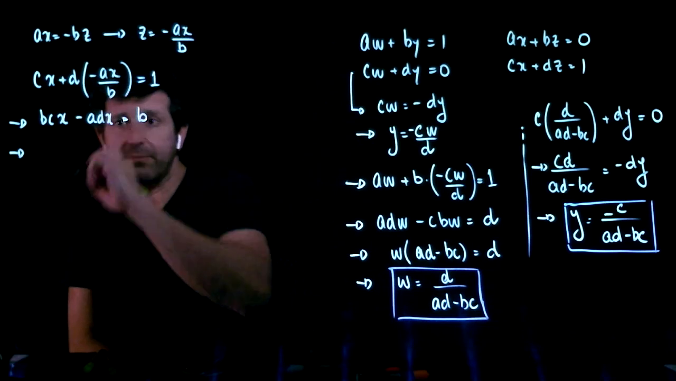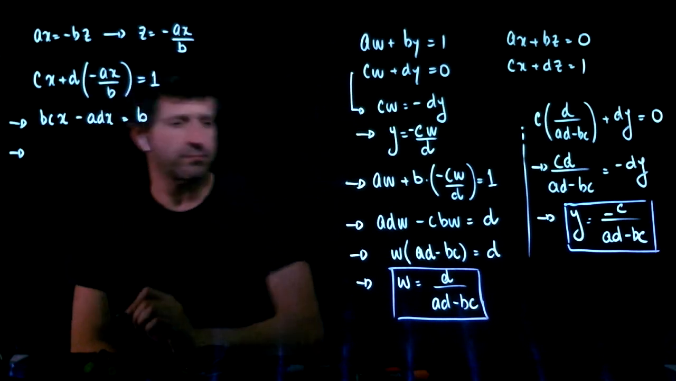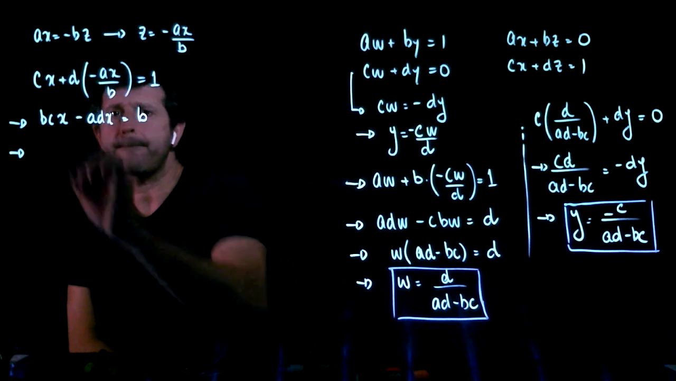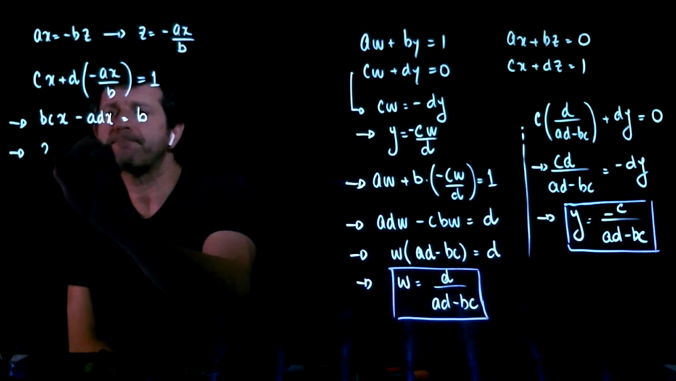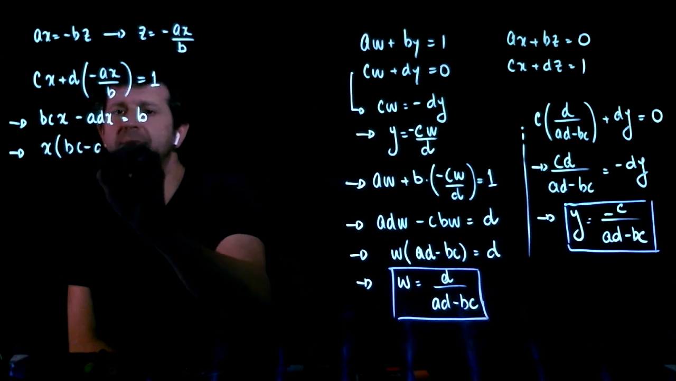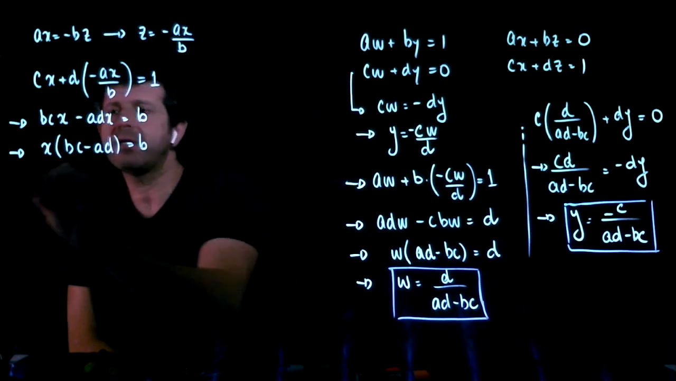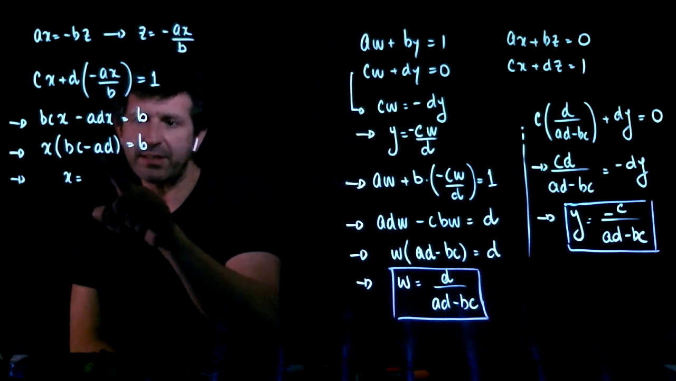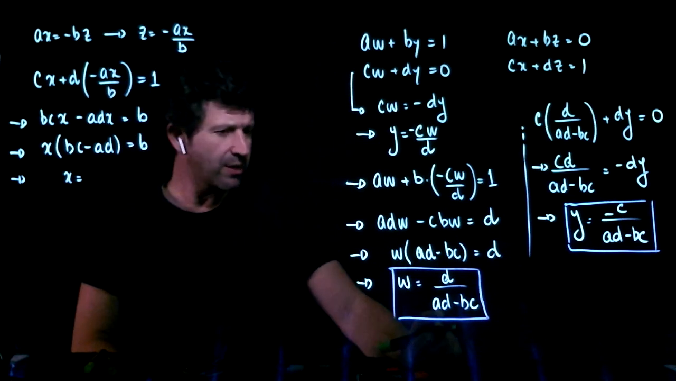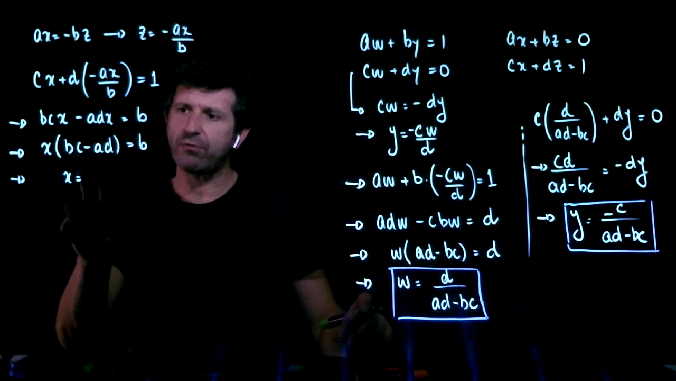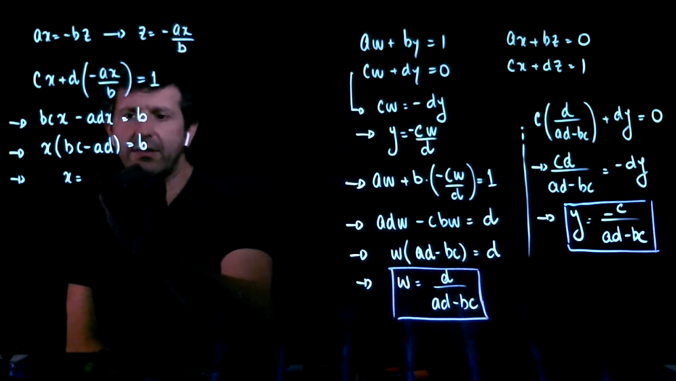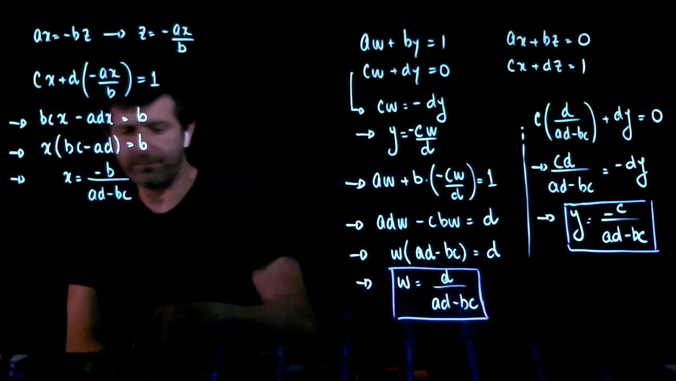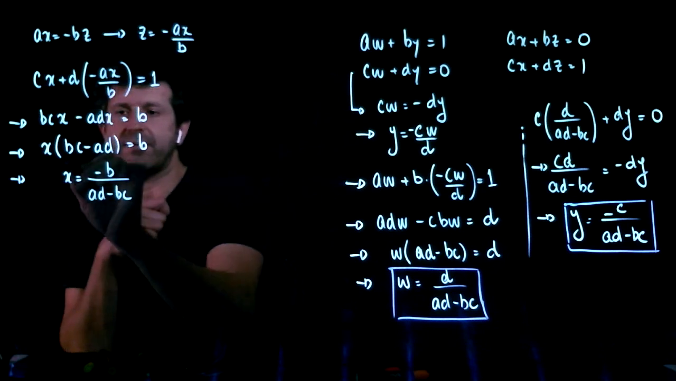Which means that X times BC minus AD is equal to B, and so X is B over BC minus AD, but I want the same as here, AD minus BC, so I will flip this and change the sign. I will get negative B over AD minus BC. I just found X.